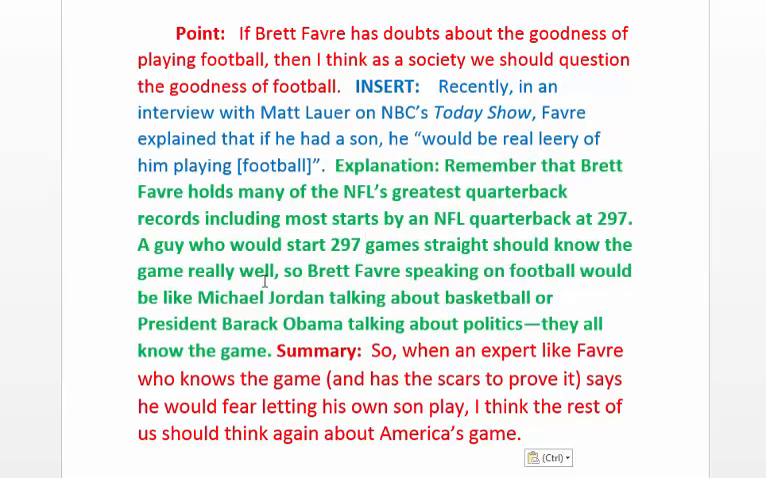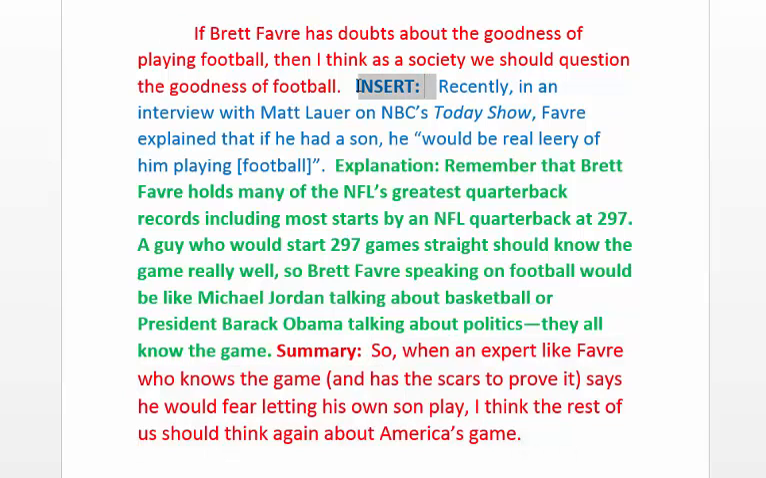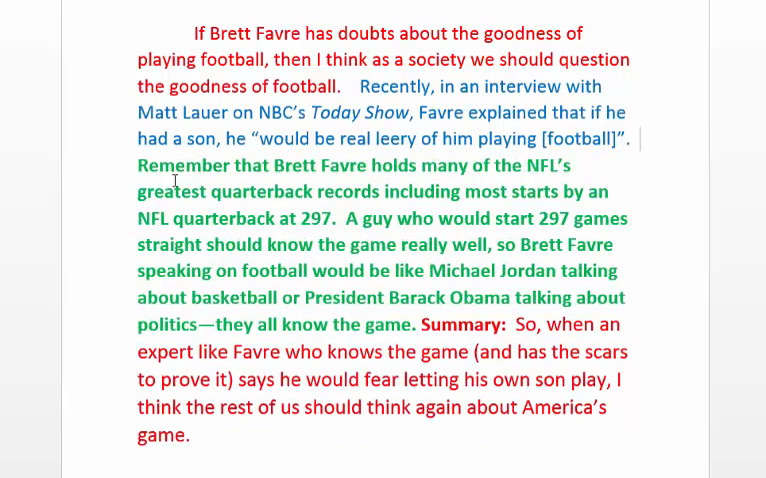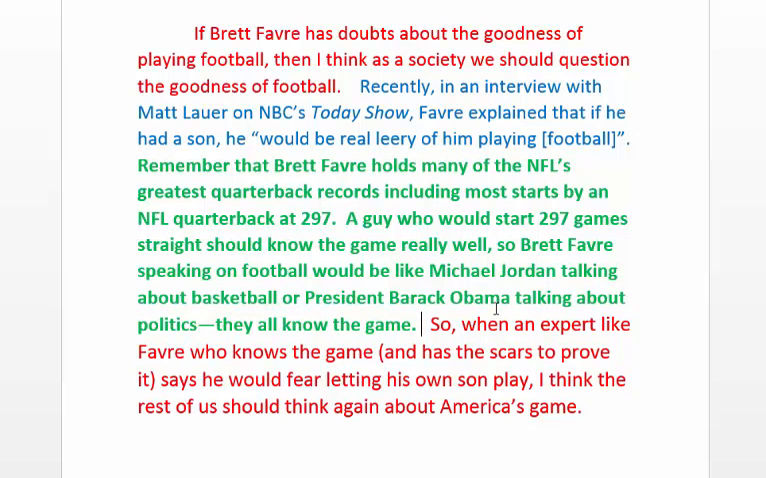I said Brett Favre talking about football is basically like, and that's how you create a simile. You use the word like or as. It'd be like Michael Jordan talking basketball, or like President Barack Obama talking about politics. And then finally I added on a summary sentence, and together this makes a nice PIES paragraph. Now, you don't actually include the words point, insert, explanation, or summary in your paragraph. I just did that so that you could understand this has PIES all in it.